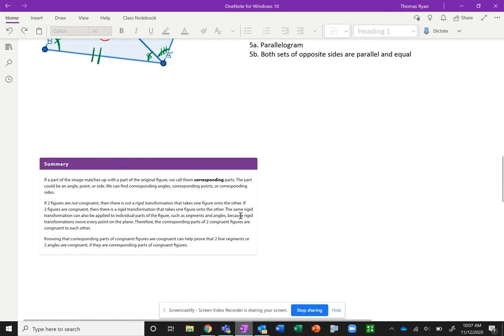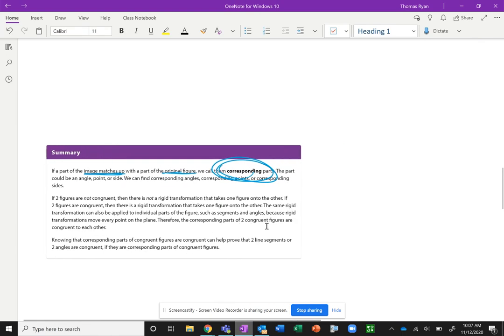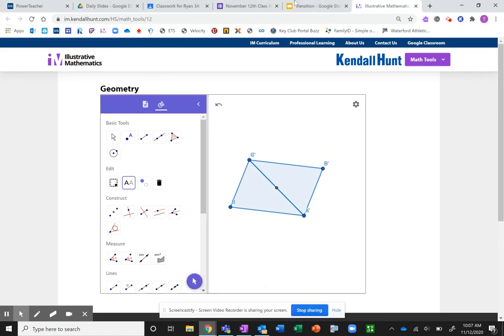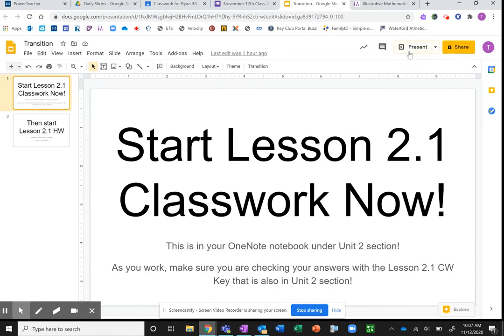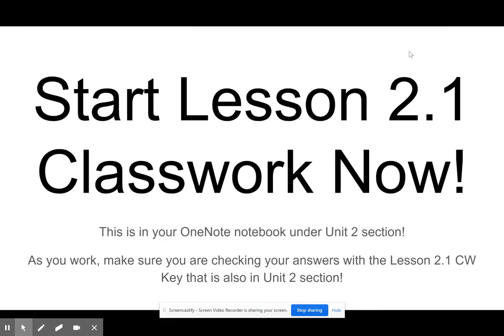Okay, so here's what we have here, right? Image matches up with part of the original. We call it corresponding. Okay, so here's what we're going to do, we're going to try this stuff out. We got to try this stuff out for ourselves. So right now I have another thing in your Unit 2 section. It says Lesson 2.1 classwork. That's what you guys are going to start right now.